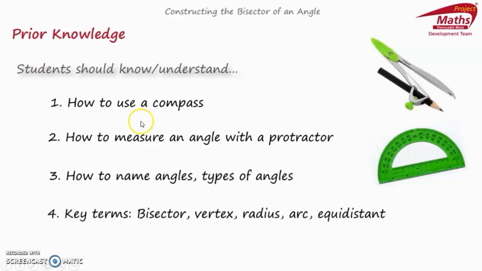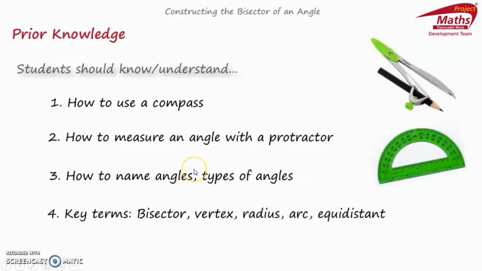So first of all, we should know how to use a compass, which is this instrument here. So we have our needle point here and our pencil for marking. We should remember how to measure an angle with a protractor. So this is this device here. When using this, we place our center on the vertex of our angle. This baseline here will go on one of the arms of the angle as well. And then we can obviously read our degrees off here.